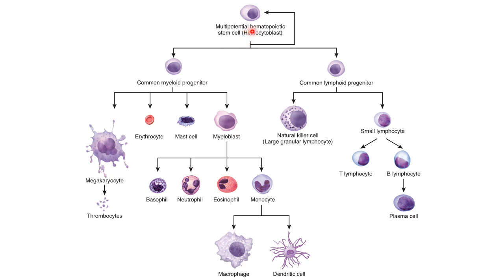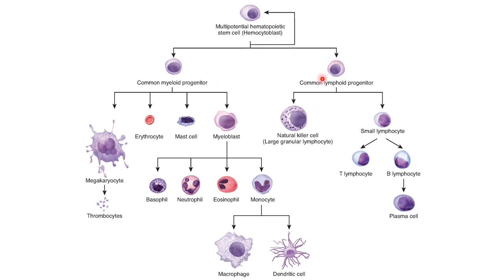This multipotential hematopoietic stem cell can become a myeloid progenitor or a lymphoid progenitor. Myeloid means in the bone marrow. So this cell is in the bone marrow. The common lymphoid progenitor is still in the bone marrow, but as the cells mature and differentiate, as they specialize, these cells will exit the bone marrow and go into the lymph nodes. Okay, kaya siya lymphoid. But the two are still in the bone marrow.